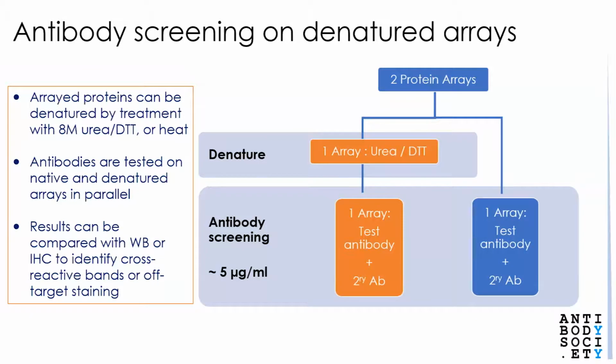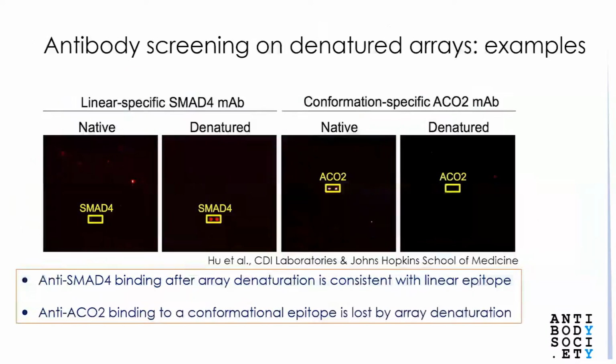Now, I mentioned earlier that protein arrays can also indicate fitness for applications requiring either the correct protein conformation or after denaturation, which can be done by comparing a native array with a denatured one, after treating the whole array with a denaturant such as 8 molar urea and DTT, or by heating, imitating techniques such as Western blot or immunohistochemistry. This example is of two monoclonal antibodies, of which one, the anti-SMAD4, reacts solely with the denatured array, probably with a linear epitope revealed by denaturation, while the other, anti-ACO2, binds to a conformational epitope which is lost on denaturation.